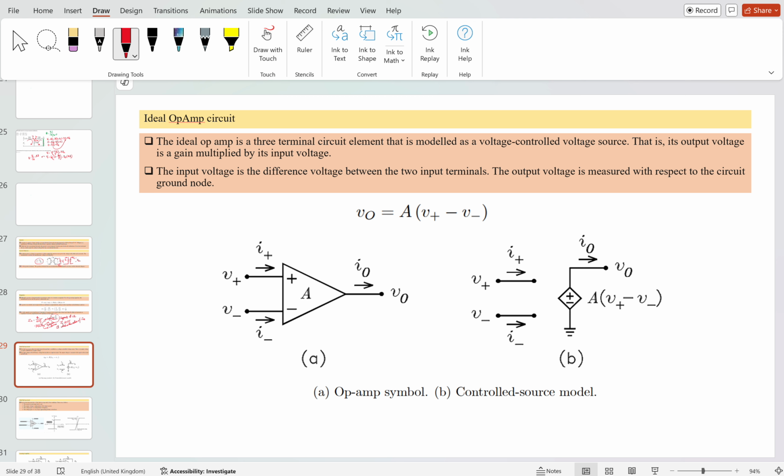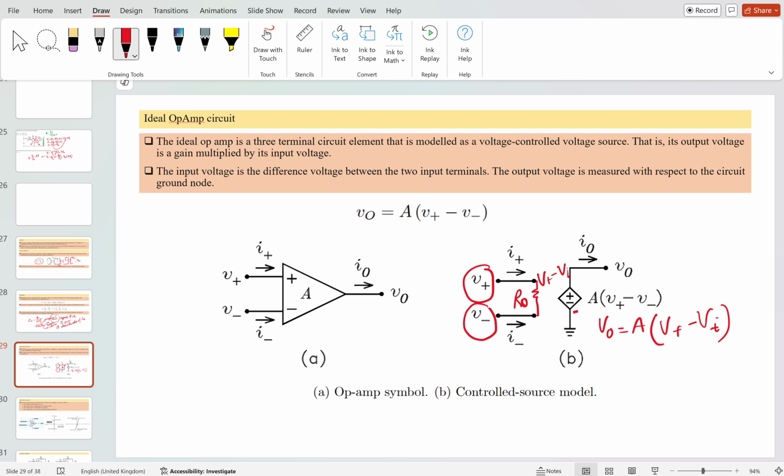An amplifier means whatever input voltage you give, it gets amplified and you get the output voltage. If you see here, this is V positive, V negative, and I have connected this R naught here. The voltage which will appear here is V positive minus V negative. Why? Because this is the voltage difference which appears across R naught, and it is amplified through this dependent source. So this output will become A times (V positive minus V negative).